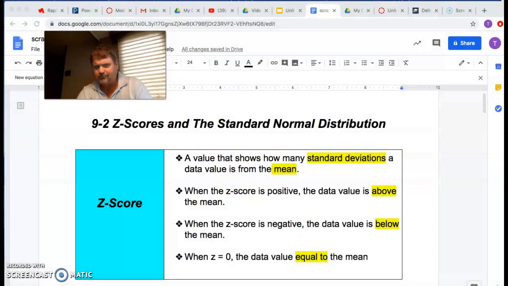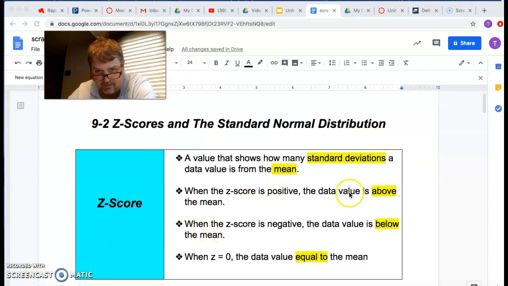Okay, so what I've done for your notes here, and you're going to want to pause and write some of this stuff down, especially when it comes to formulas and things like that. You're going to need them. So 9.2, I've got the title here for you, and specifically what a z-score is: it's a number that indicates how many standard deviations you are from the mean. And remember, that directly corresponds to an area.